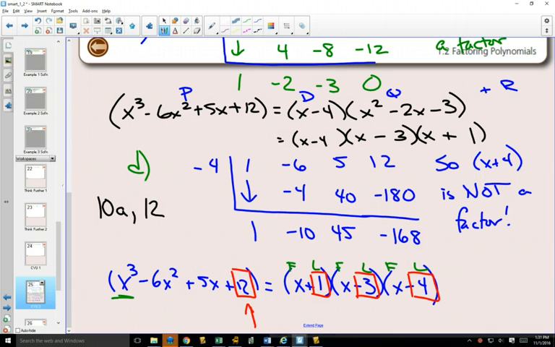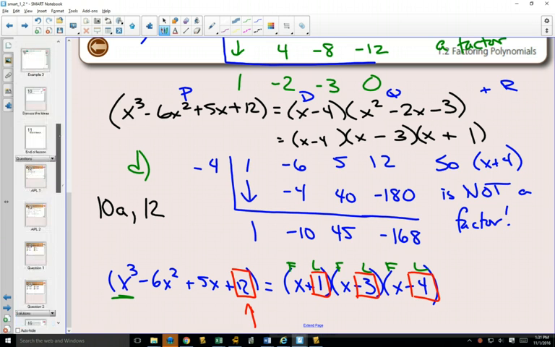And once you find one that works, say you found that x minus 4 worked, then you could use synthetic division to break it down simpler and factor it all away. But it's going to take some time to find that one that works.